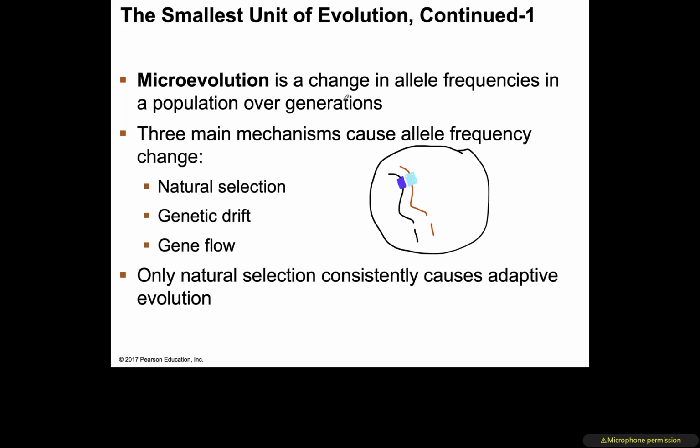So microevolution is a change in the allele frequencies in a population over the course of generations. There are three main mechanisms that cause allele frequency change. That's natural selection, which we talked about in the last chapter. We're going to learn about two other ones in this chapter, genetic drift and gene flow. Only natural selection consistently causes adaptive evolution, meaning organisms can adapt to their environment, but they're limited by what their genes will allow them to adapt to. That's something we've already covered.